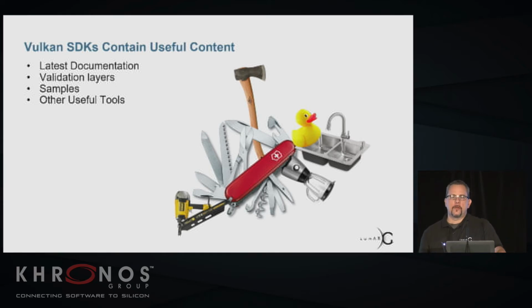The SDKs also come with validation layers, which we spend a lot of time on. Right now, roughly about 80% of the spec is covered by validation layers. So if you try to run something, as we'll cover in a few minutes, 80% of the errors in the spec will be caught by the validation layers. And some of them in a way that make it pretty obvious what you've done wrong. Obviously, we also include some samples and some other tools.